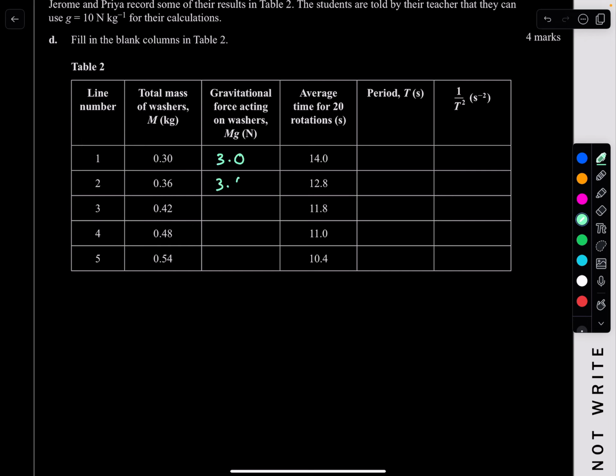This here has to be 3.6. This has to be 4.2. Just by looking at these, that's going to have to be 4.8, and the other one has to be 5.4. Beautiful. So we also have the average times for the 20 rotations.